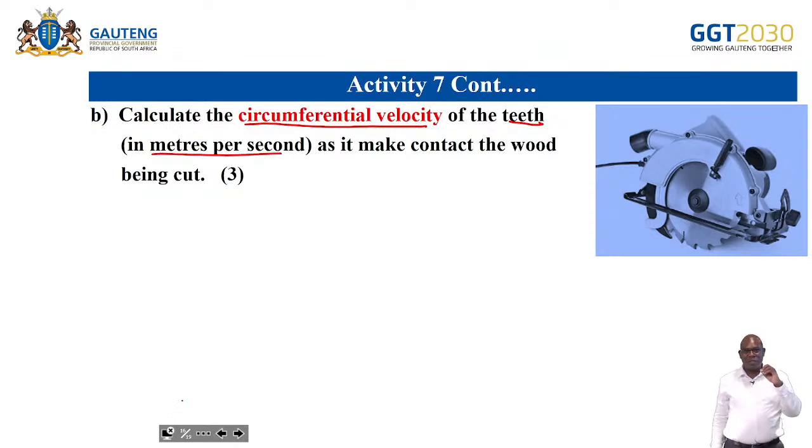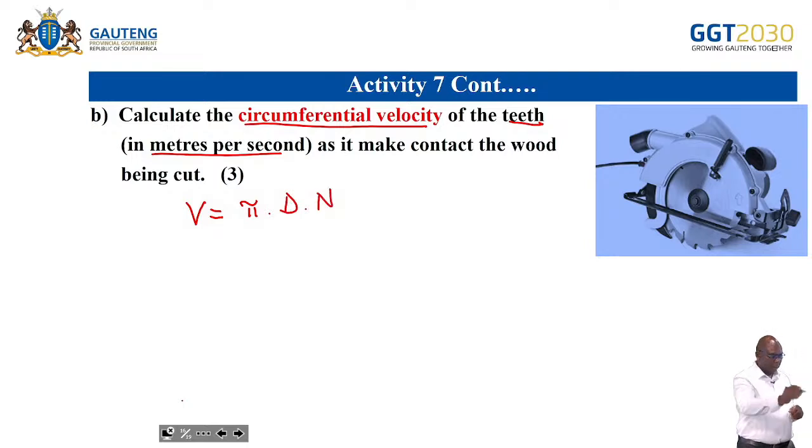You see, they will always give you what you're supposed to do. So in this case, it is meters per second. So we wanted it in meters per second. So the circumferential velocity, you know the formula, is pi multiplied by d multiplied by n. So how am I going to substitute that?